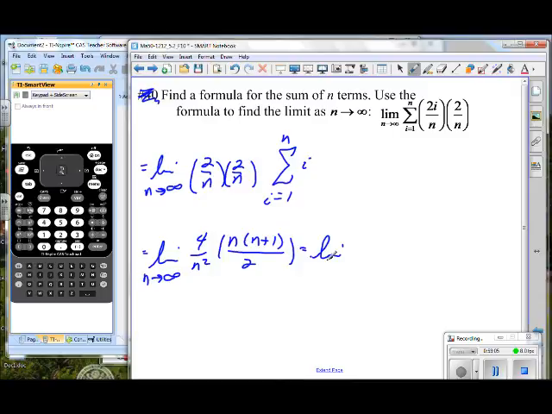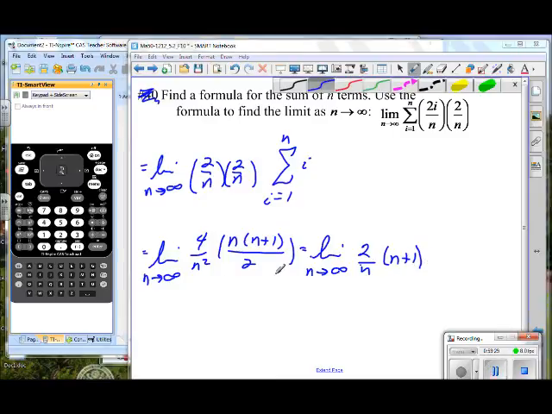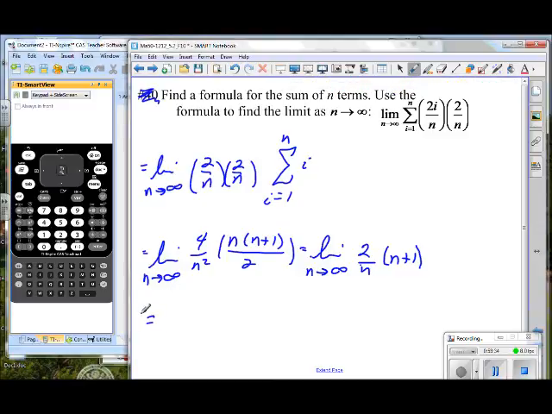This will give us the limit as n goes to infinity of 4 divided by n squared. Let's back off. Let's make that 2, because our 2 and our 4 can cancel. So that's going to be 2. And then we actually can cancel our n and our n squared. So 2 divided by n, n plus 1. And again, we're down to very little work we need to do here.